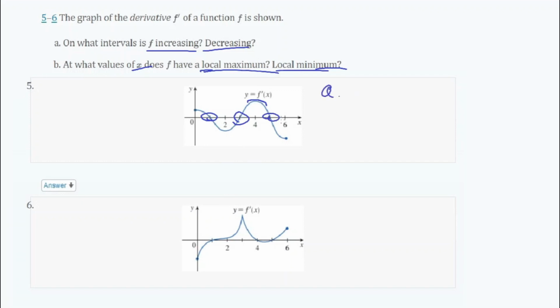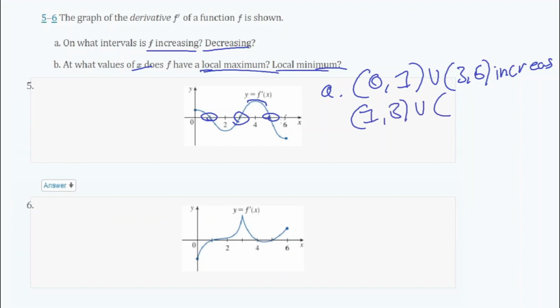So let's write down for letter A, on what intervals is f increasing. So increasing is when the line is going to be above the x-axis. So we're going to have first interval of 0 to 1, and then we're going to have 3 to 5, and that's it. And decreasing is going to be from 1 to 3, and the interval from 5 to 6.